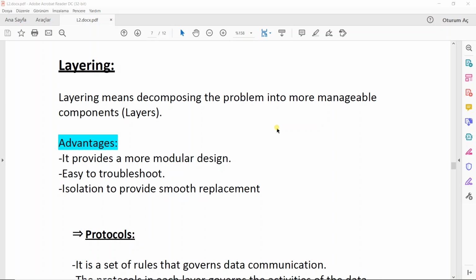So welcome back everyone. Continuing from where we left off, we talked about IP addresses, MAC addresses, port addresses, and we talked about switching and routing in computer networks, basically circuit switching, packet switching. Now we will talk about a new topic called layering. What's layering? Layering means decomposing the problem into more manageable components called layers.